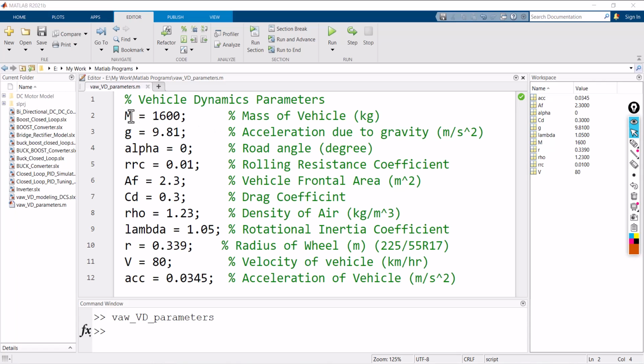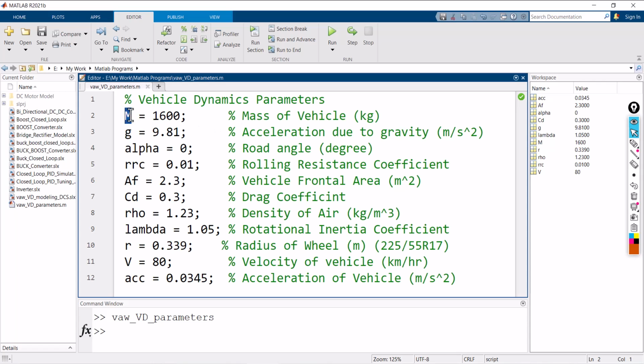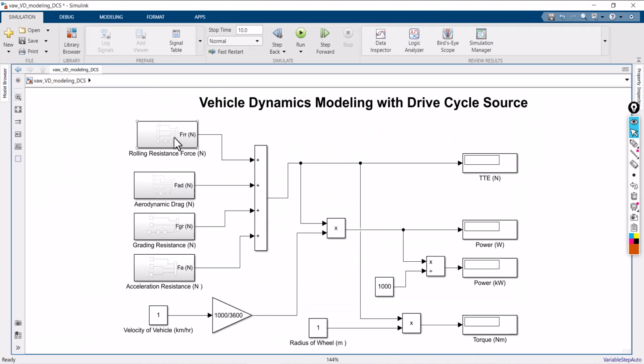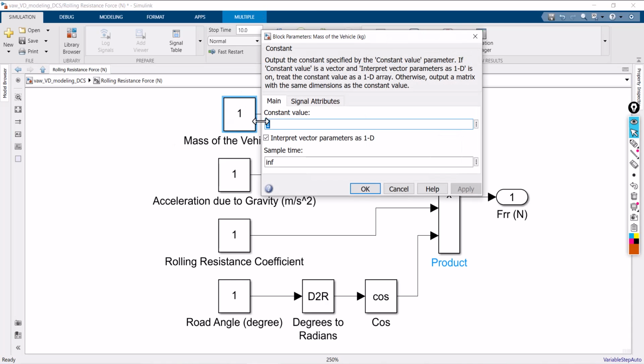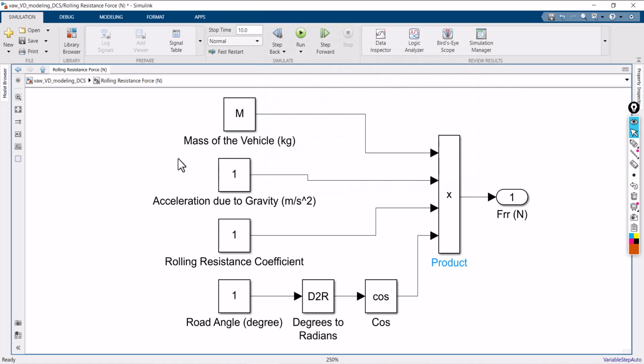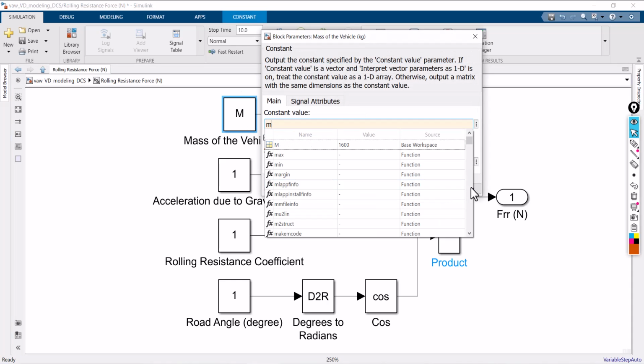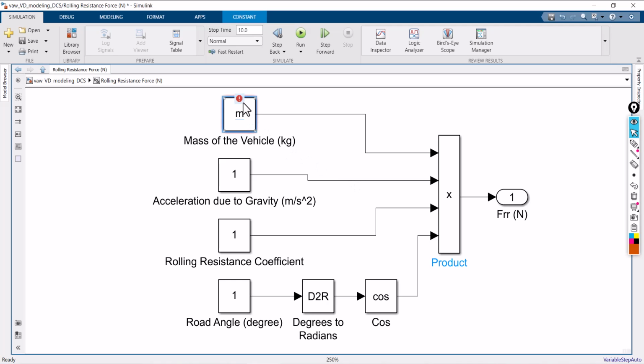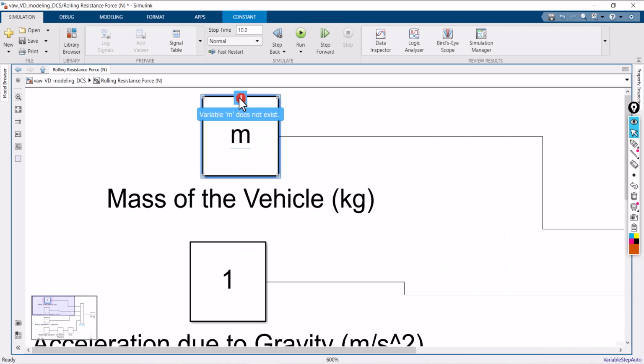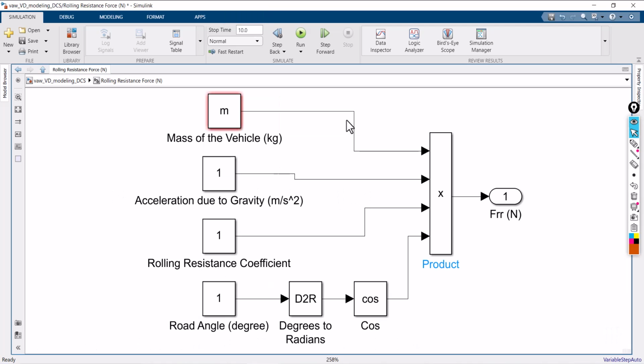For mass, whatever variable name I'm using, it's capital M. I'm just going to MATLAB, go to this vehicle dynamics. Let me say if it is M, it won't throw you any error because the capital M is already defined. Suppose you use small m, the moment you press apply, it will show that the variable m does not exist. You can see, it is highly case sensitive. You have to use the same name whatever you declared as the variable name.